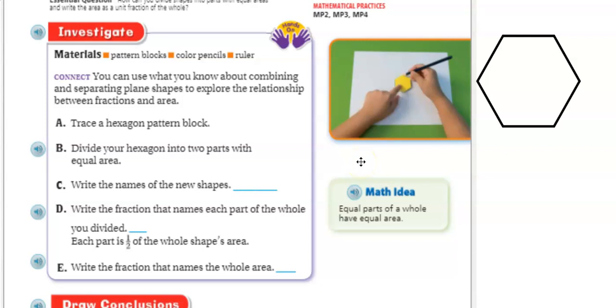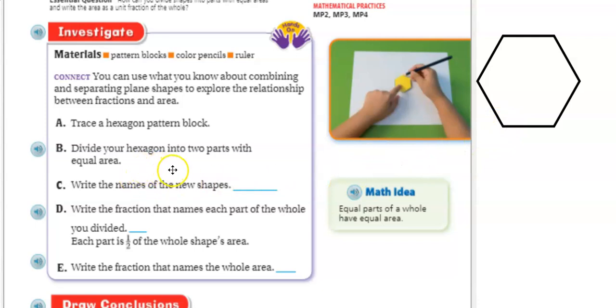So it says connect. You can use what you know about combining and separating plane shapes. Think about what a plane shape is to explore the relationships between fractions and area. Fractions, a numerator and a denominator. Then you have the area, which is everything inside, okay? So it says, trace a hexagon pattern block. I traced it right over here on the right.